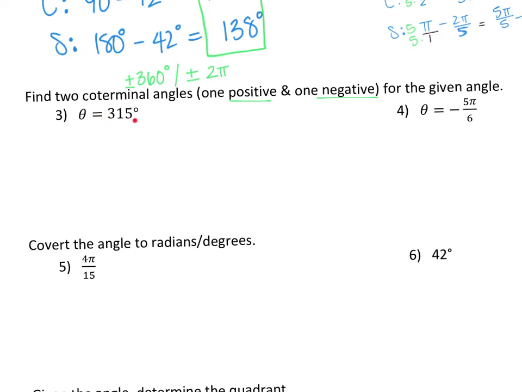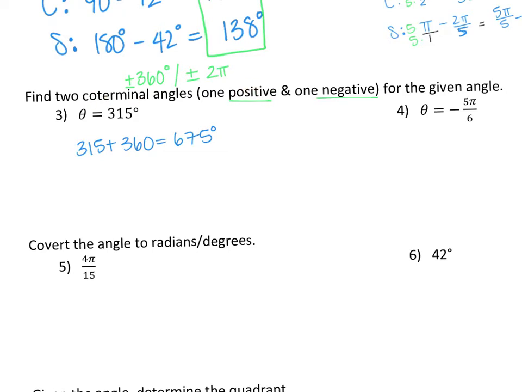So like this one here, if I want a positive coterminal angle, maybe the best thing to do is to add 360. If I were to do that, that would give me 675 degrees, and that is a positive number, so I can use that as my positive coterminal angle.